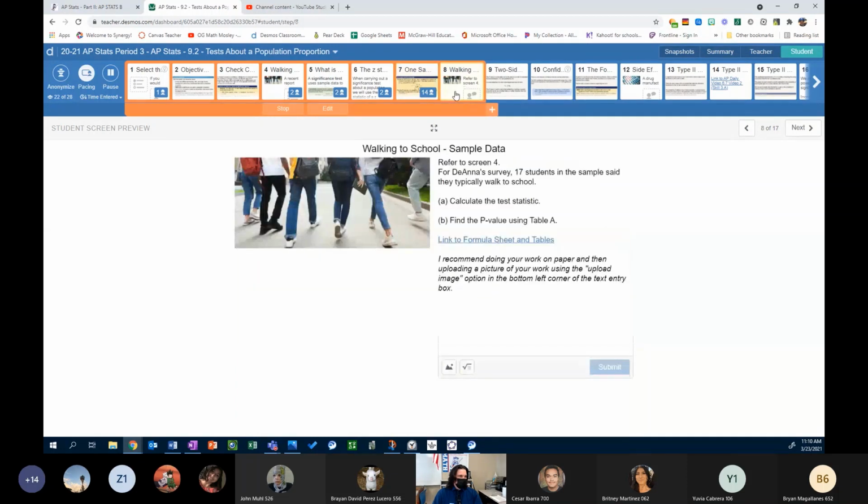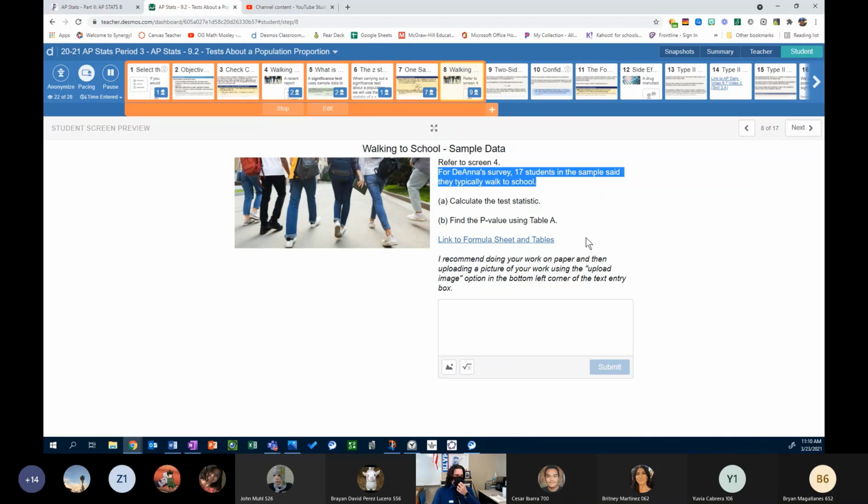So that brings us to our next question, which refers back to the first question we saw on screen 4, walking to school. Now we have some sample data. We're going to refer to screen 4 for the original context, and then we have that for Deanna's survey, 17 students in the sample said they typically walk to school. Right. For A, we want to calculate the test statistic, and for part B, we want to find the p-value using table A. I do have a link to table A right here that you can click on.